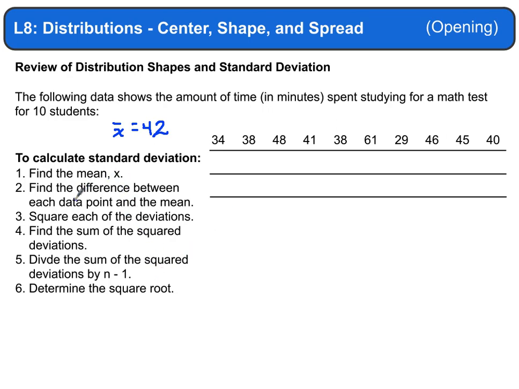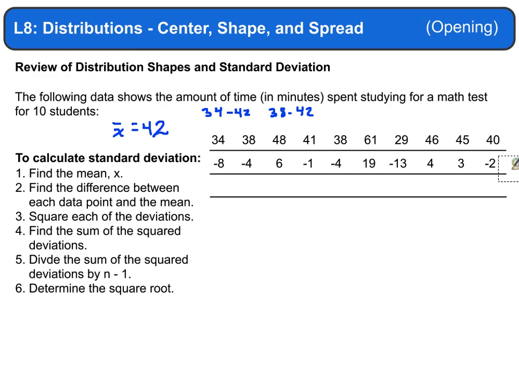Then it says to find the difference between each data point and the mean. What they're literally saying is you're going to take each number one by one, such as the 34. So we'll do 34, and we're going to minus 42, and we'll get an answer. Then we'll do 38, and then we'll minus 42, and then we'll get an answer. As we do that, we get these numbers. And again, try it if you're not sure how to do it.